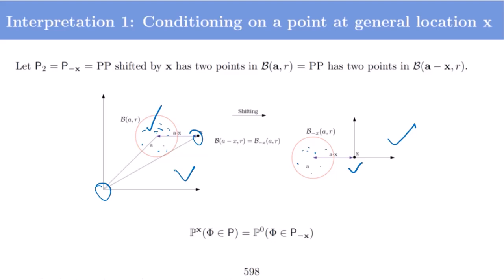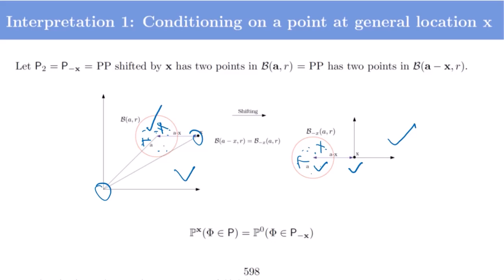So we can say that if there are 2 points in this ball, then there will be 2 points in this ball. Remember, we are only shifting the origin. So this means the probability that there are 2 points in the ball of A, conditioned on a point at x, is equal to the probability that there are 2 points in this ball, conditioned on a point at the origin. And we of course assume stationarity, otherwise this will not be true.